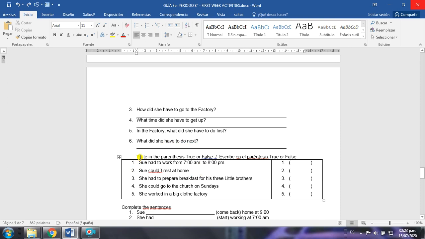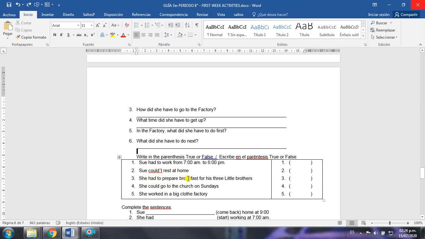In the next activity, write in the parentheses true or false. Escribe en el paréntesis true or false. Recuerden que true es verdadero y false, falso. Number 1. Sue had to work from 7 to 8 p.m. Here, true or false. Sue couldn't rest at home.